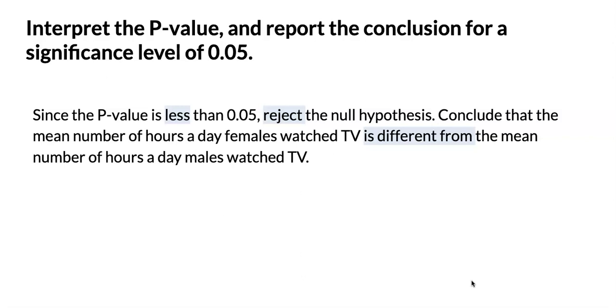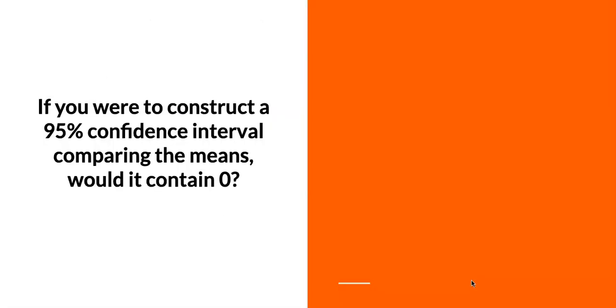So if I were you, I would construct a confidence interval to see if that interval is completely above 0 or below 0, because we just did a two-sided test. The result better match the result that we get from what? The confidence interval at 95% confidence level, right? If you were to construct a 95% confidence interval comparing the means, would it contain 0? What a beautiful question, don't you think?